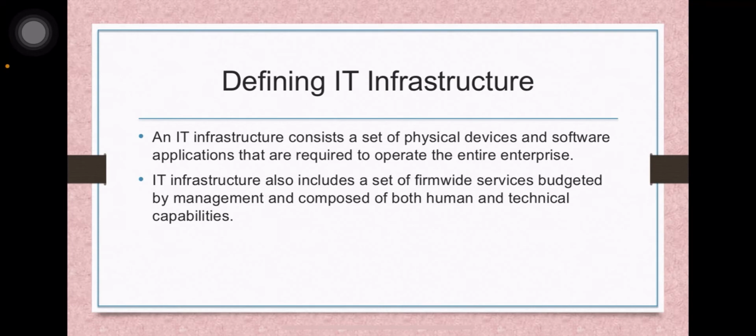Okay, first, defining IT infrastructure. An IT infrastructure consists of a set of physical devices and software applications that are required to operate the entire enterprise. IT infrastructure also includes a set of firm-wide services budgeted by management and composed of both human and technical capabilities.